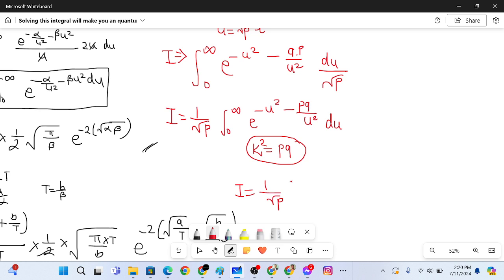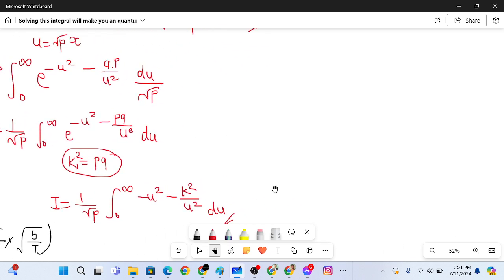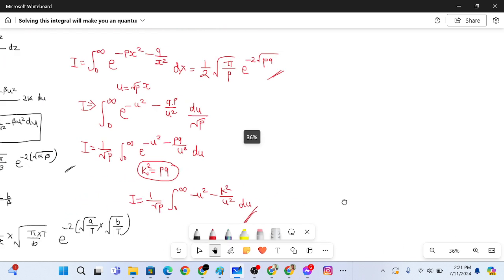And now again, this is just a supposition, so no limits of the integral, just constants being supposed. Integral from 0 to infinity e to the power minus u square minus k square by u square du. And now it looks good. I actually want to solve this integral. This is a simplified version of the integral, which I will solve. Now let me take this as J of k, because I of k is already here.